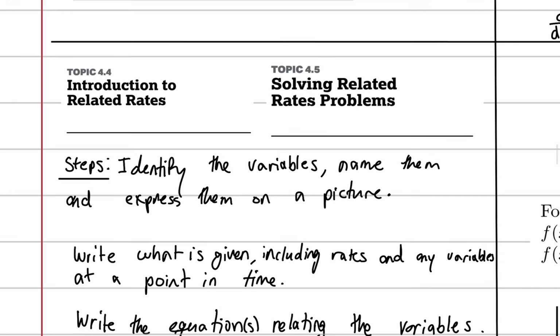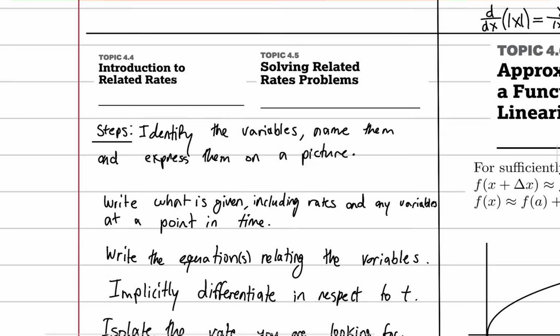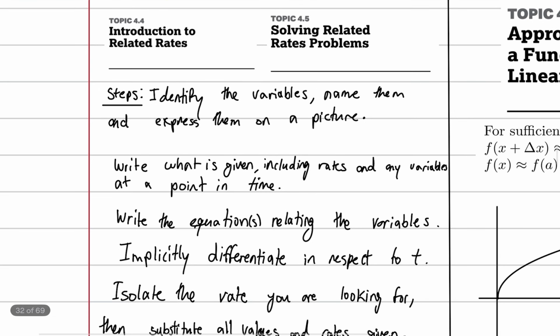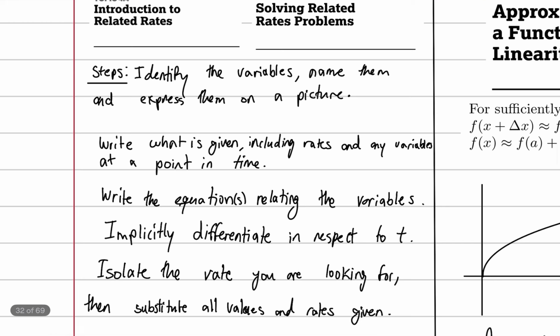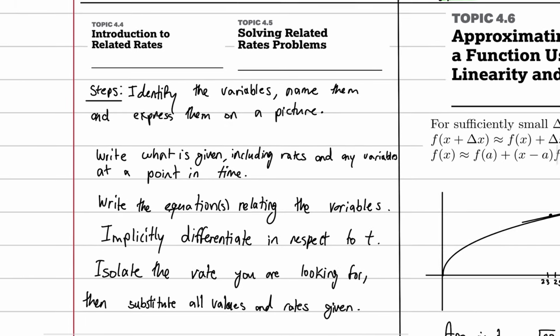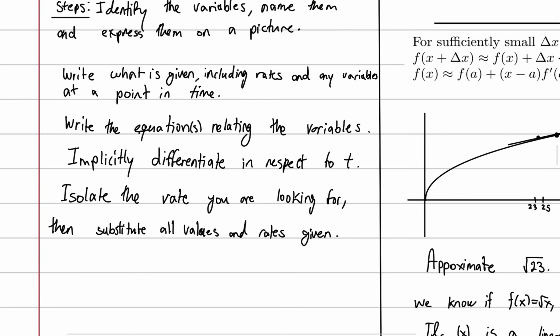So 4.4 and 4.5 are just related rates. Now I'll give you some steps. I won't solve problems here because I already made a unique video dedicated to related rates, but here are just the steps and some tips. You should be able to identify all the variables. Everything that is varying, everything that changes, you need to be able to identify and assign a variable to it. Then you're going to name them, and if you have a picture, be sure to write which one is which. Write out what is given.